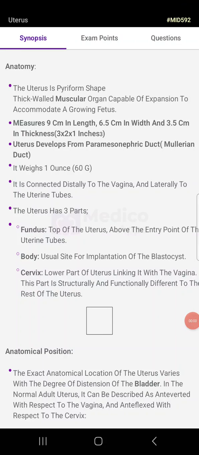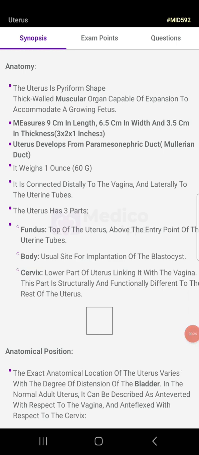The uterus is a pyriform-shaped, thick-walled muscular organ capable of expansion to accommodate the growing fetus. It measures 9 cm in length, 6.5 cm in width, and 3.5 cm in thickness. The uterus develops from the paramesonephric duct, the Müllerian duct. It weighs 1 ounce, 60 grams.